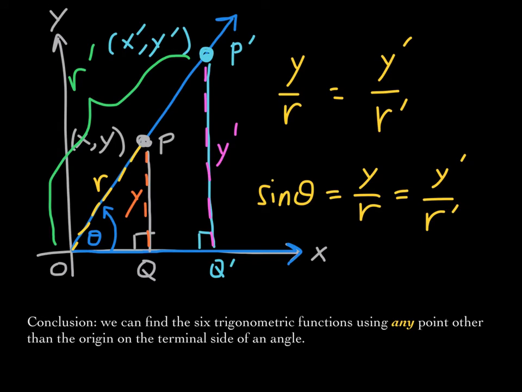So make sure you have this conclusion in your notes, so that when you look at this diagram later, you don't think, in a few weeks from now, what in the world were we talking about? It's right here. This is the conclusion. We can find the 6 trig functions using any point other than the origin on the terminal side of an angle.